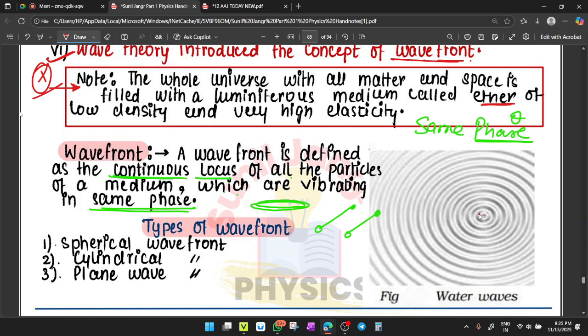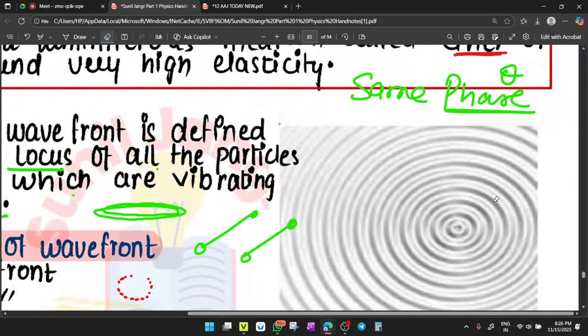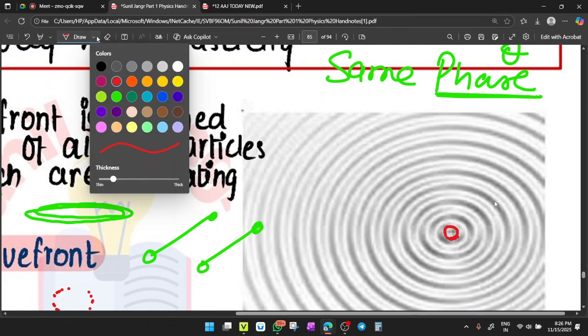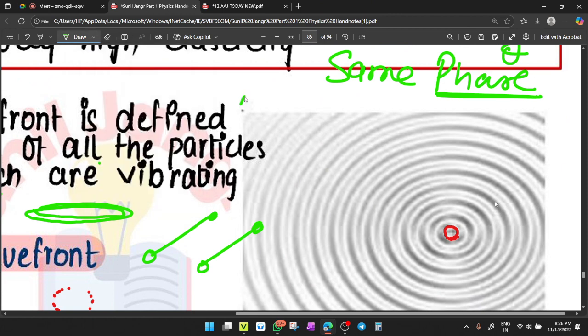Now, you see the wavefront I'm showing you. First, the wavefront just near the disturbance has the maximum displacement. Yes or no? The particles are looking somewhat upward. See here, the particles are looking somewhat upward. This is the position of higher displacement. This is called crest. Clear? Higher displacement position.